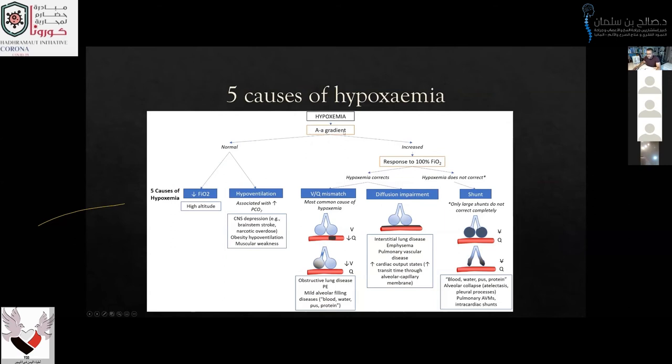Alveolo-arterial gradient. If the alveolo-arterial gradient is normal, you have to think this patient has something with the nervous system. The fractionated inspired oxygen is low, as at high altitude, or hypoventilation associated with increased PCO2. You have to think about CNS depression due to brainstem stroke, narcotic overdose, obesity, hypoventilation, muscular weakness.